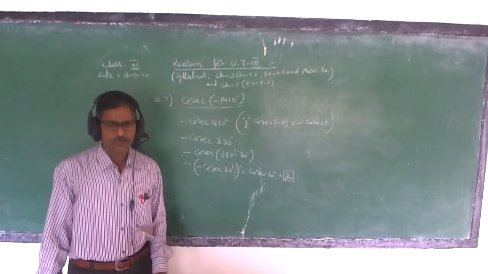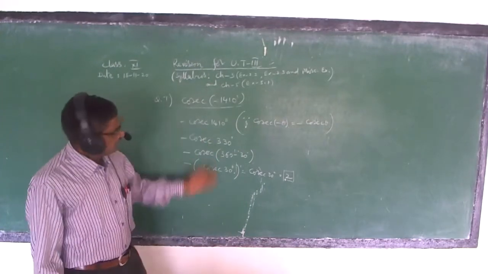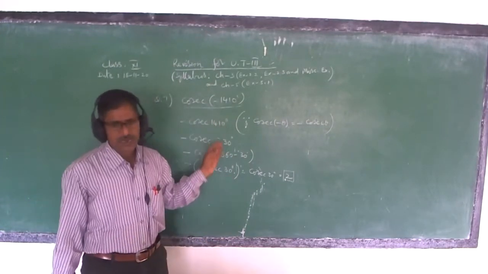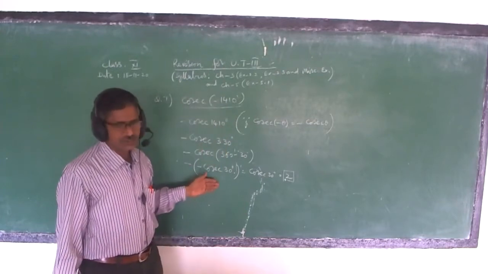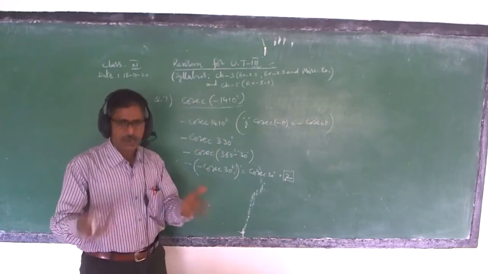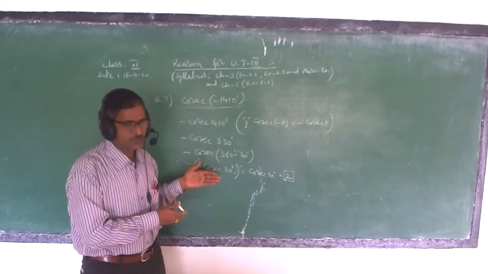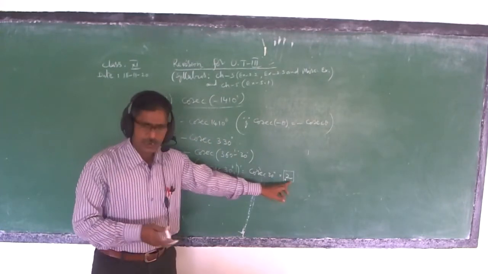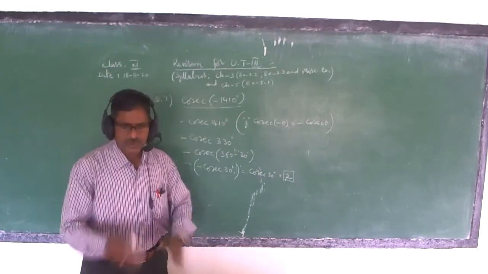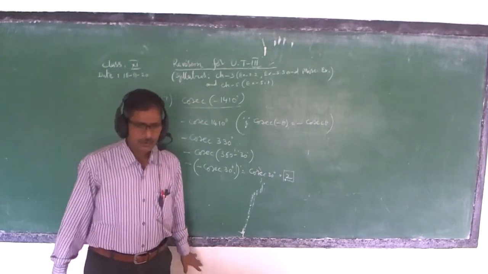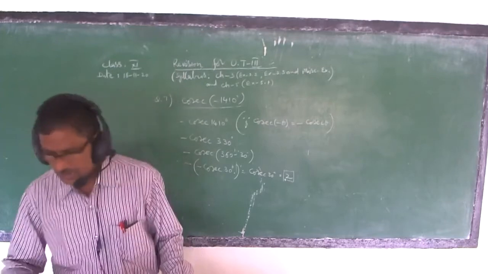If this is given for 1 mark, you have to show this working. If it is given in multiple choice, you need not show this working. If it is given in a multiple choice type question, then you can directly put the right option. Right, beta? Okay. Then another type.